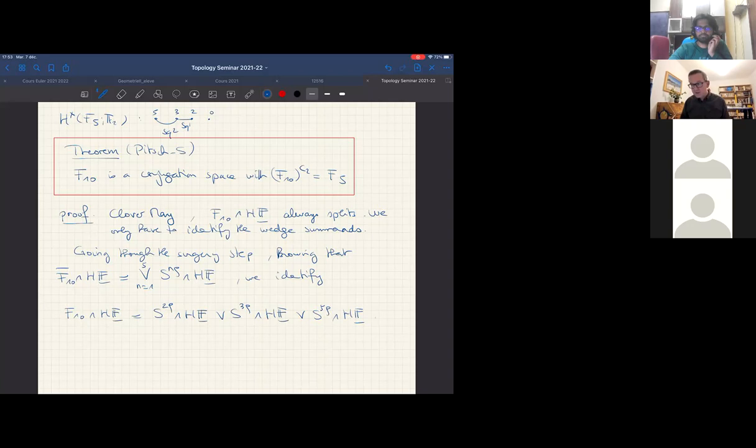Because it splits this way, we use our recognition principle, or characterization of conjugation spaces, so this must be a conjugation space. Okay, so that's the end of the talk.